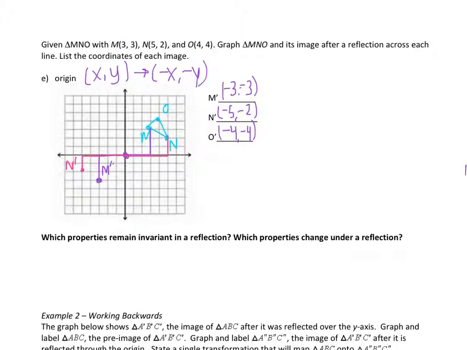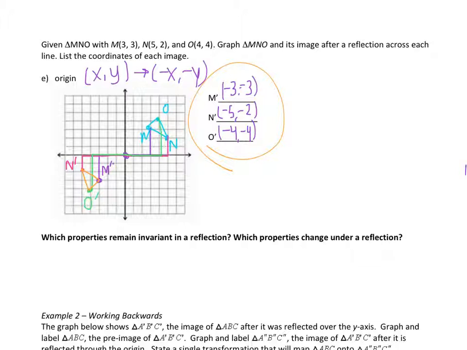And last but not least, I have O prime, down 4, over 4. So now I go over 4, down 4. Of course, you don't have to draw these lines on there. I'm just showing you because I'm not right in front of you. You could certainly do it in pencil if you want to, but again, you don't have to draw these lines on here. And O prime, of course, is located at negative 4, negative 4, just like we thought. So you can either do it where you do the coordinates first and then plot, or you can do it graphically using those lines that I showed you.